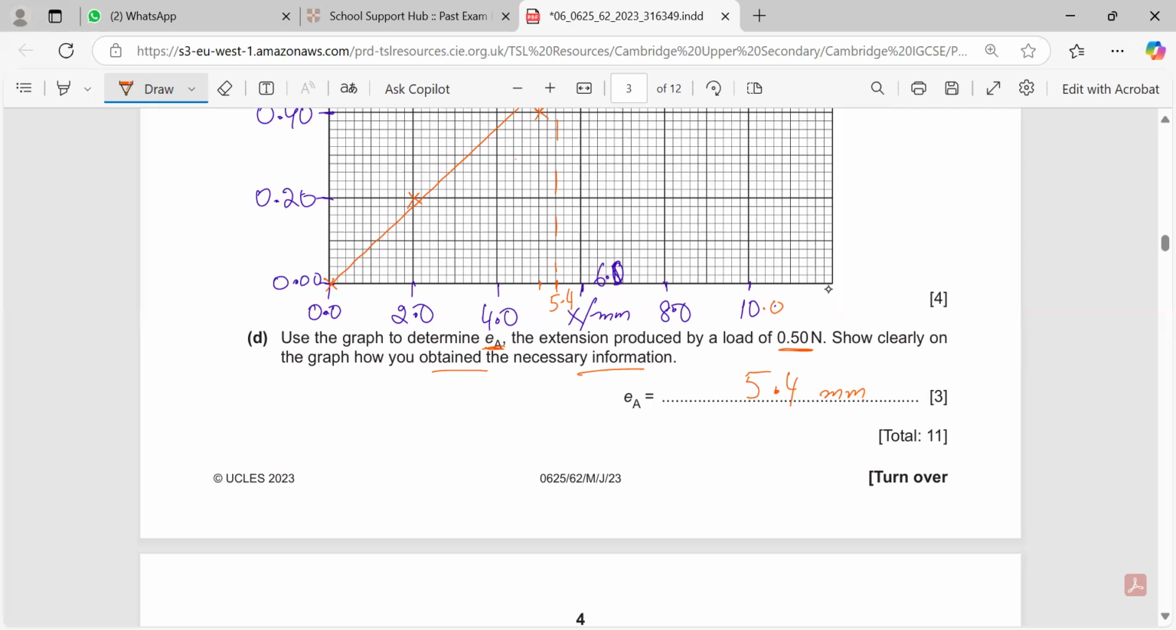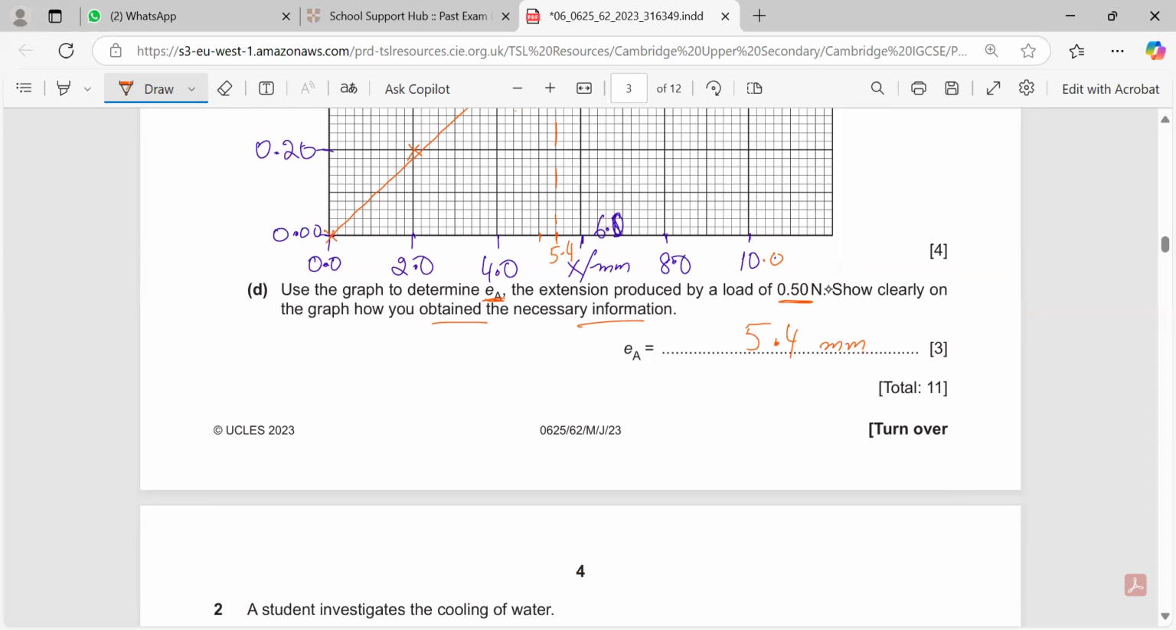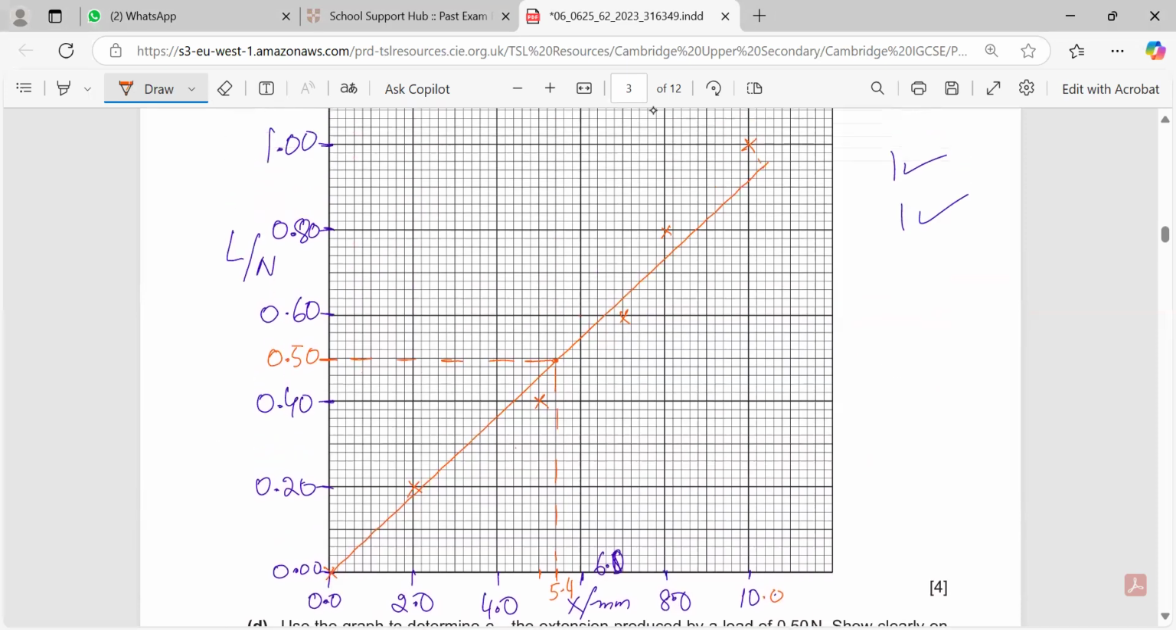The range of the answer is from 5.0 to 5.4, so our answer is within the upper limit. 5 is wrong. The answer in the mark scheme is 5.2 plus minus 0.2. So it means your line is not a well judged line as I have done. Maybe you have tried to connect all the points. No chance. There is no possibility that all the points will be connected in this one. So just a well judged line.